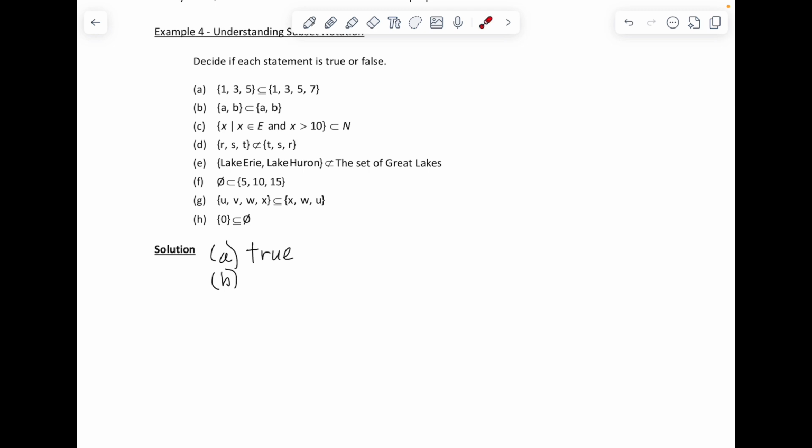Okay. Coming down to B. Is the set AB a proper subset of AB? Well, even though the set AB is a subset of this set, it's not a proper subset, because the two sets are equal. They're subsets, but they are not proper subsets. So this statement is false.